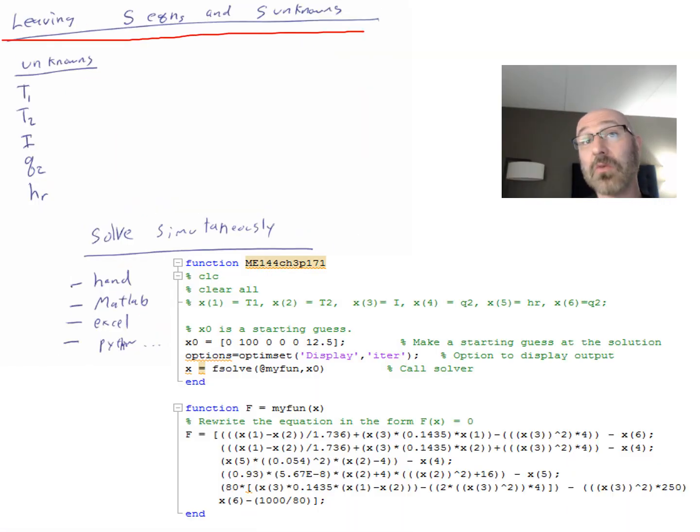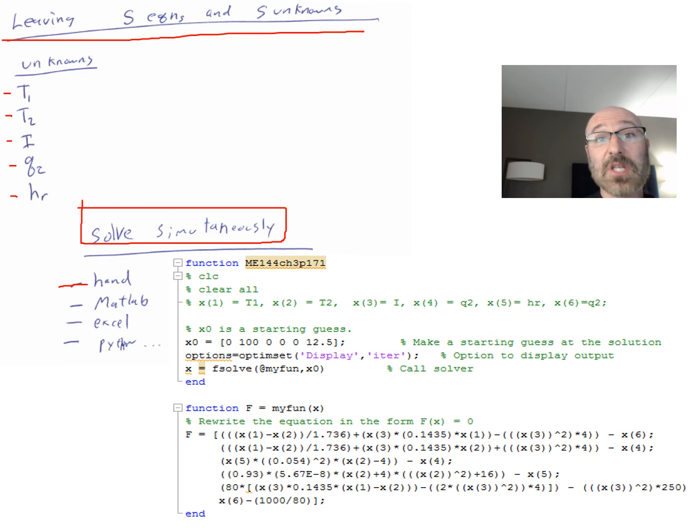What are our unknowns? We've labeled them, and our unknowns are T1, T2, I, Q2, and HR. Now we can solve each of these equations, 5 equations, 5 unknowns. We need to solve them simultaneously, but it matches. The number of equations matches the number of unknowns, so it's possible. You can do this by hand if you want to spend another 10 or 15 pages of hand solutions, potentially dropping negatives and losing a variable and plugging things in and getting really ugly, but it is possible. 5 and 5 is not impossible to do by hand.